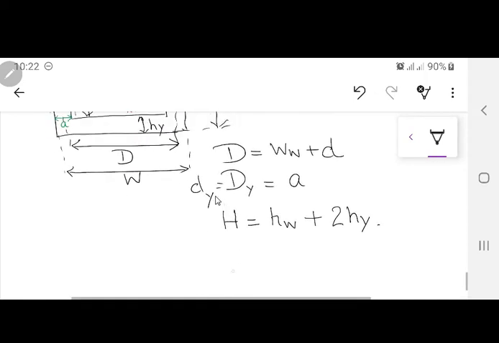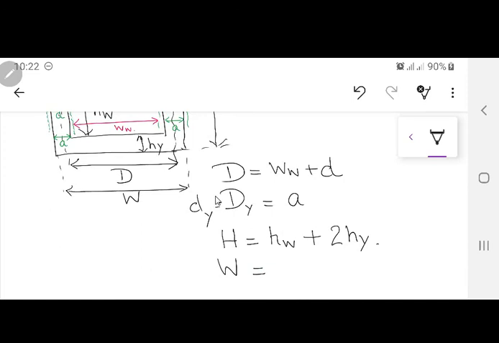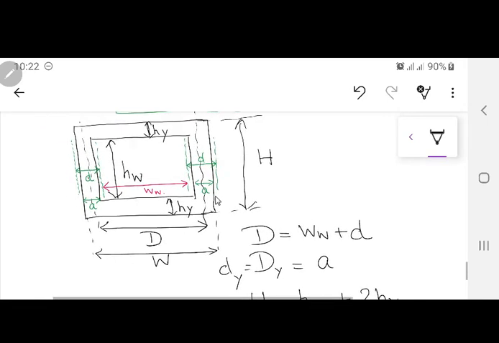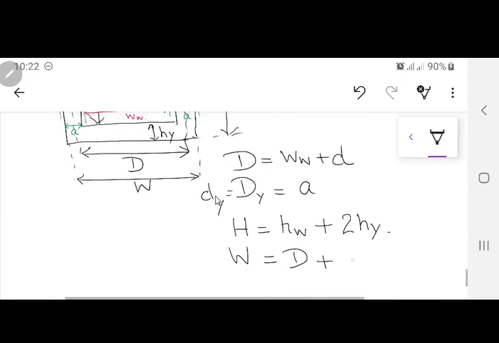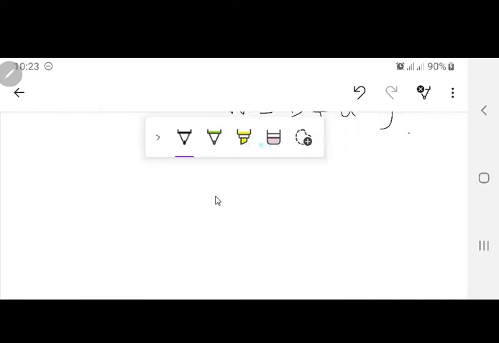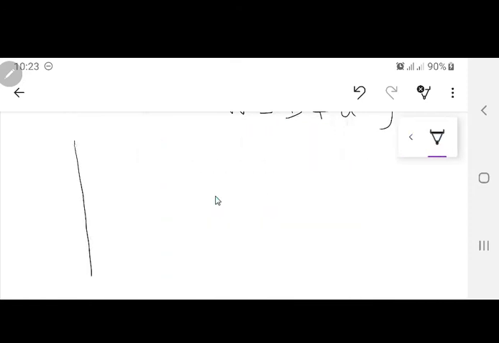And the last but very important one, the width of the whole transformer core is going to be equal to D plus A. A or 2A? It will be A, because from center to center that's D. So this will be equal to A. This is very important, these four equations. And making it now for a three-phase transformer. Any question?